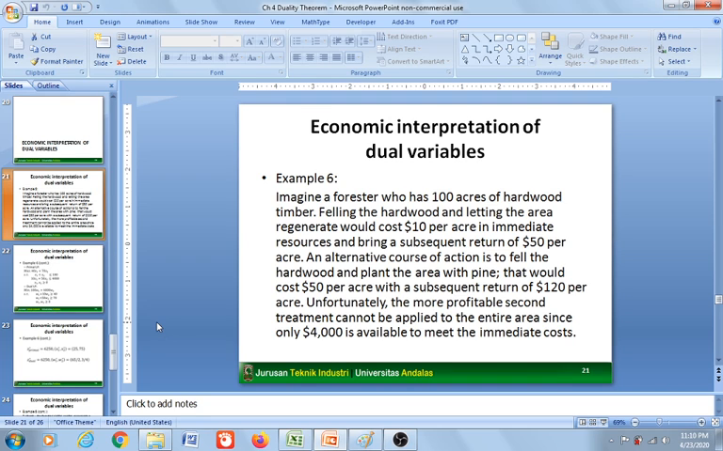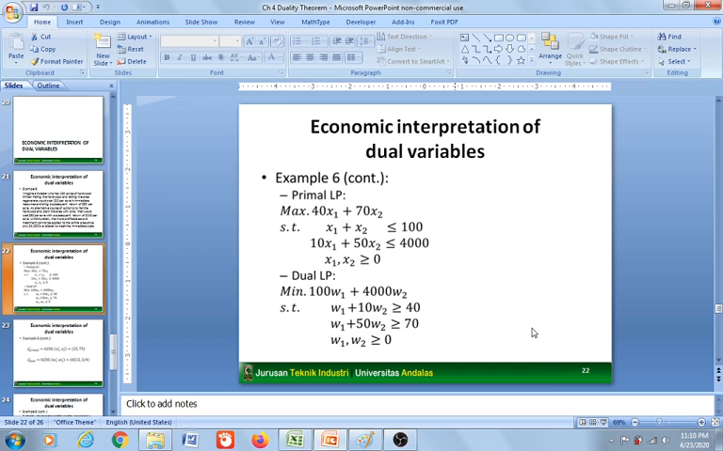So the first thing that we need to do is to model this problem as a linear programming model. So this is the model of the problem. We have two decision variables, x1 and x2. x1 is the size of the area that she will let regenerate, and x2 is the size of the area that she will plant with pine. The total area is 100 acres, so x1 plus x2 must be less than or equal to 100.